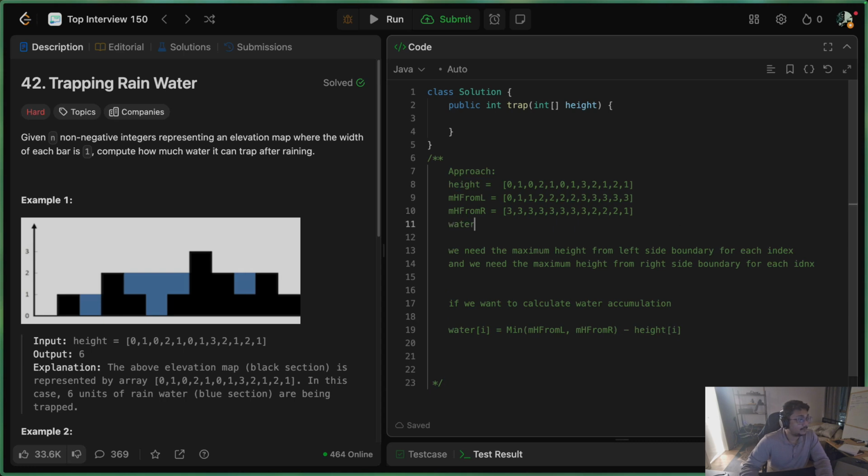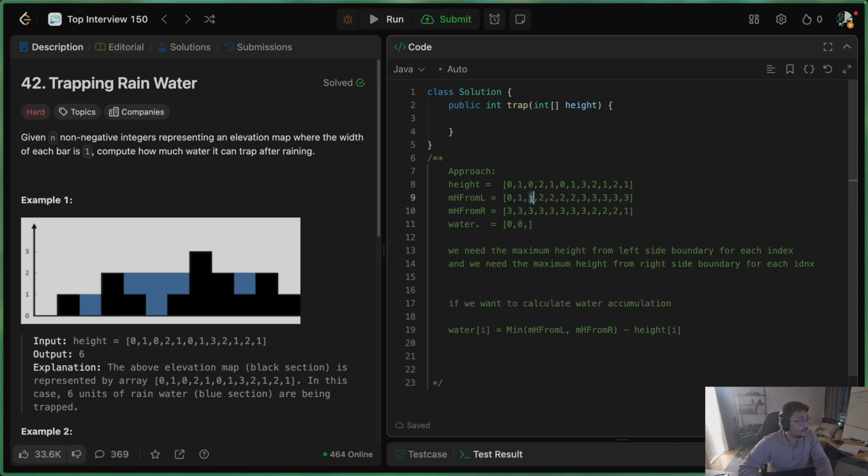So if we want to calculate water, then in this case, what is the minimum value from 3 and 0? It is 0. So we take 0 and then we subtract the height. What is the height? 0. So the water will be 0 here. Then again we have to do a minimum. So the minimum of 3 and 1 is 1. We subtract the height, it will be again 0.